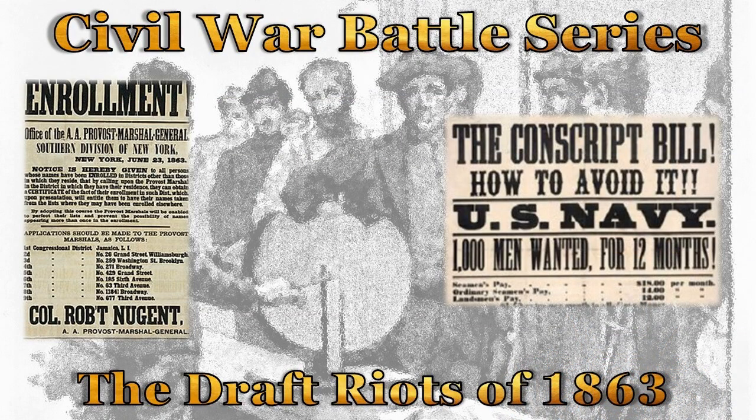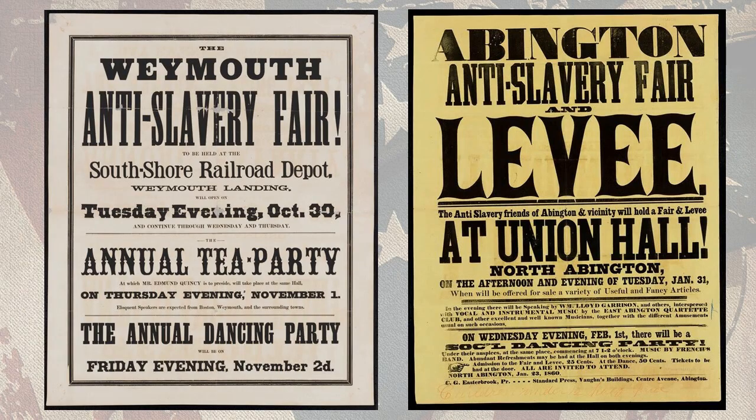The Civil War Battle Series, the Draft Riots of 1863. The war had become an effort to destroy slavery to save the Union. With Congress totally in the hands of the North, Republicans used their political power to pass legislation that reflected their vision of the good society fostered by government intervention.